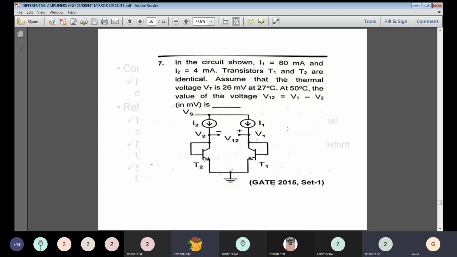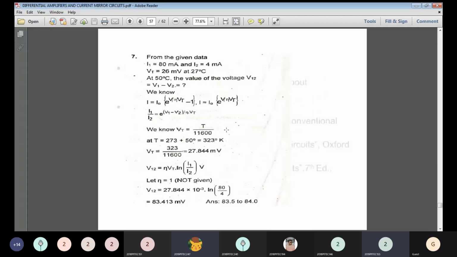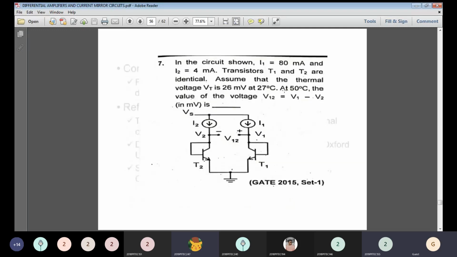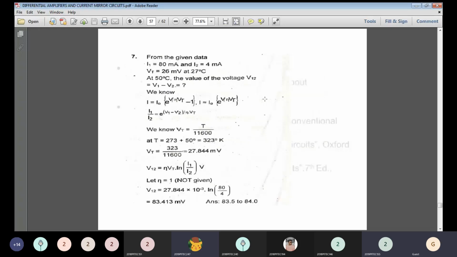So this is the current I1 and I2. Okay, so we have a feedback here. This is transistor T1 and T2. So the thermal voltage is 26 millivolt at 27 degrees Celsius. But in the case of 50 degrees Celsius, what happens to your output current? So that is the question asked. From this, it is clearly understood that we are going to calculate the VT value at 50 degrees Celsius. VT at 27 degrees Celsius is mentioned as 26 millivolt. The first step is to calculate VT at 50 degrees Celsius. So that calculation is the first step.